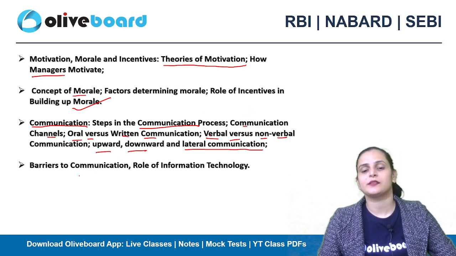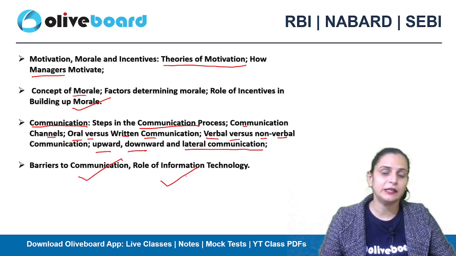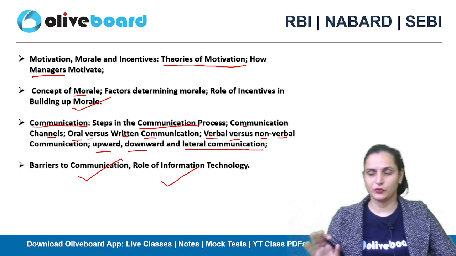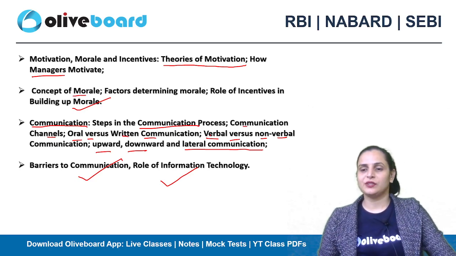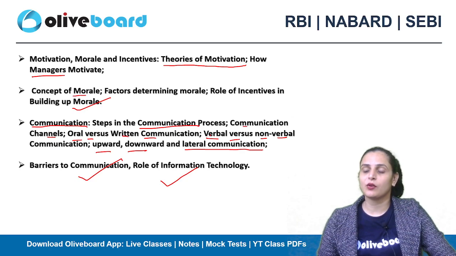And then we'll discuss the barriers to communication and the role of information technology in building communication strategies between the different components of an organization. So these are the topics. Okay, these are the topics, and how will you cover all of them?